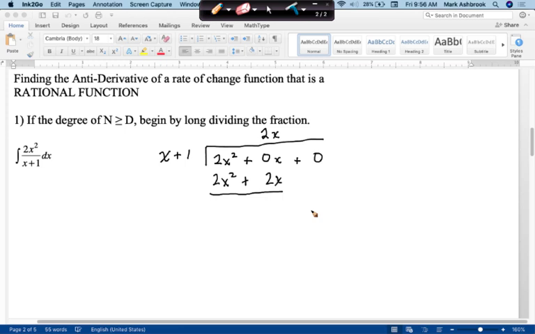And then we subtract, and when we subtract, that left-hand column will be 0 because of choosing 2x. So we subtract, and we get 0, and then what? Minus 2x.